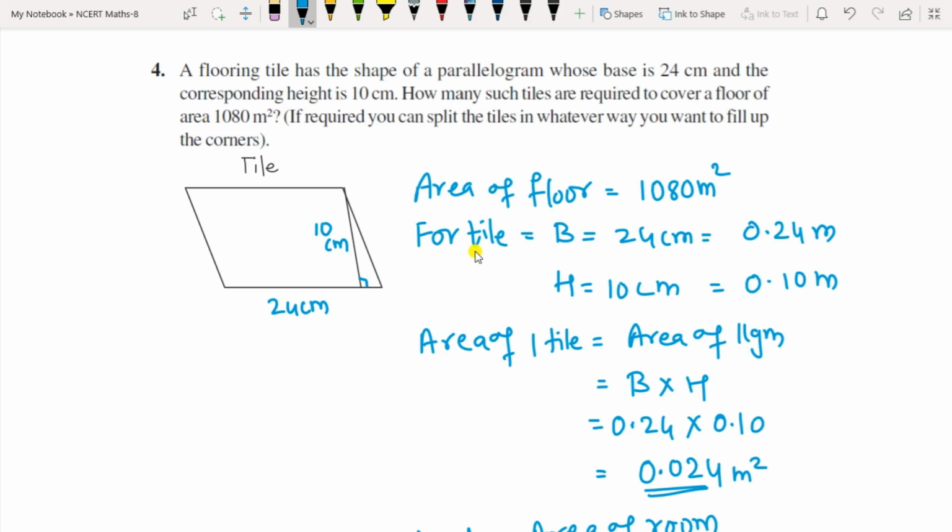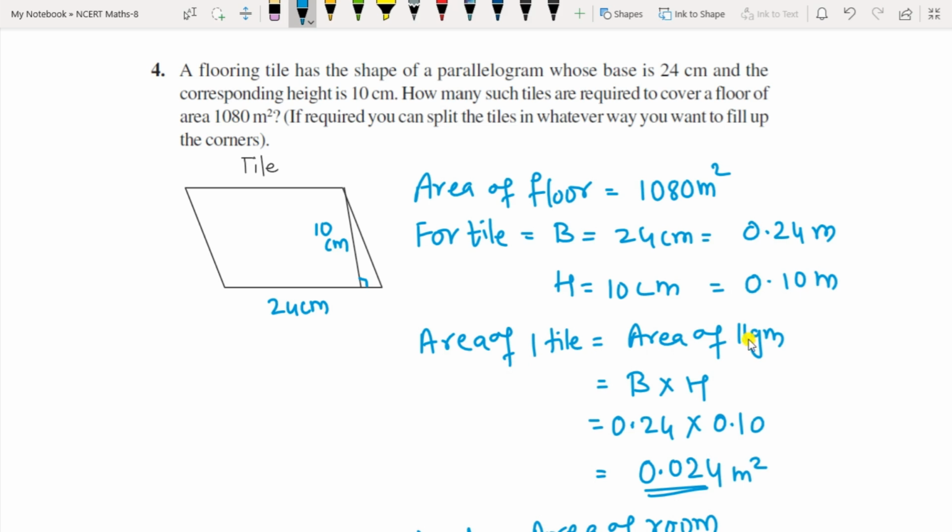Now for the tile, the base is given as 24. So if it is in centimeter, convert it into meter, since the area of the floor is given in meter. So the unit should be the same here. And the height is given as 10 centimeters. So convert it into meter, that is 0.10 meter. Now the area of one tile, which is in the form of a parallelogram.